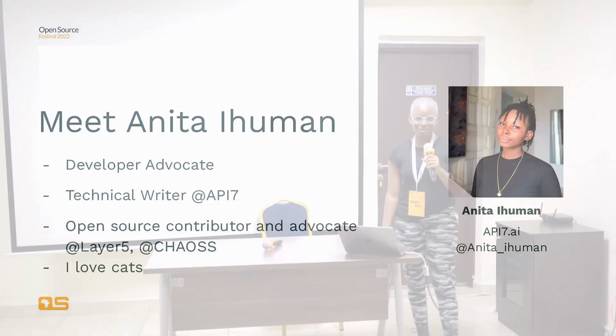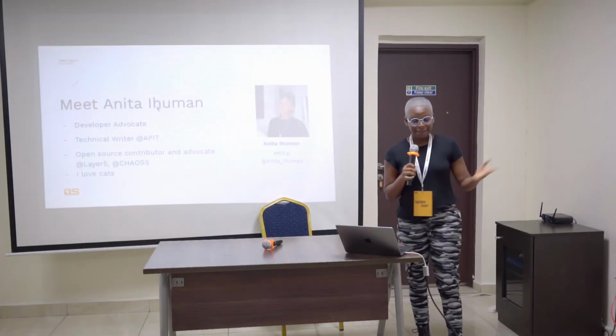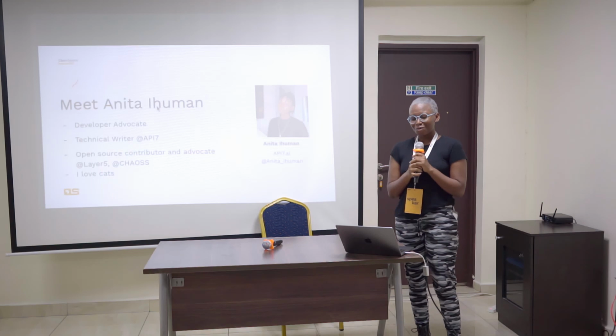I'm Anita Ihuman, like I said, a developer advocate, previously at Kivano and now at API 6, both cloud native communities. Currently a technical writer at API 6 and API Gateway, a cloud native API Gateway under Apache. I'm also a contributor to quite a number of open source communities, Layer 5 and Chaos being the top of those. I love cats, although my cats ran away.